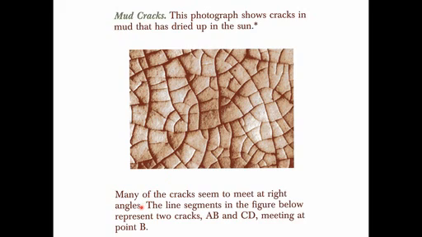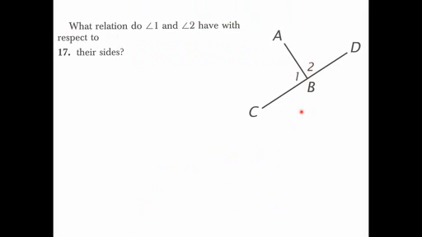The line segments in the figure below represent 2 cracks, AB and CD, meeting at point B. So here's one crack, there's another crack, and they meet here at B. And now some questions. 1 and 2. How are they related with respect to their sides? There's a side of 1, and there's a side of 2. There's actually 2 parts to that answer, aren't there? How about their measures? If you had the measure of those, how would they be related to each other?